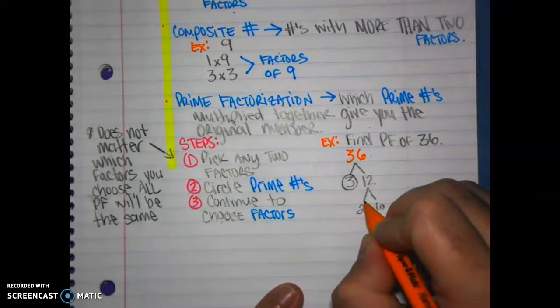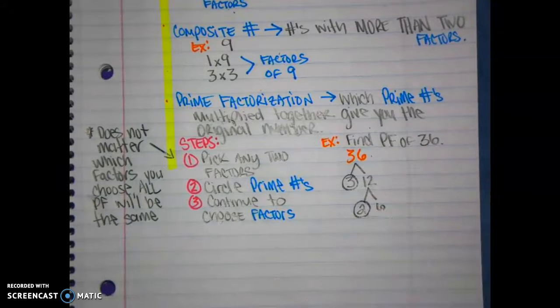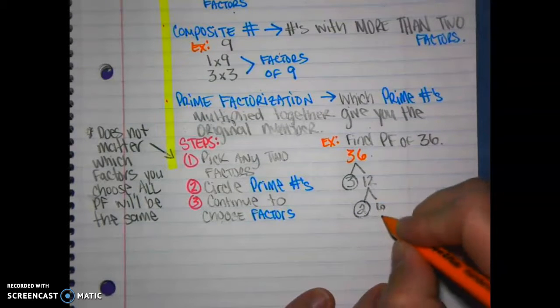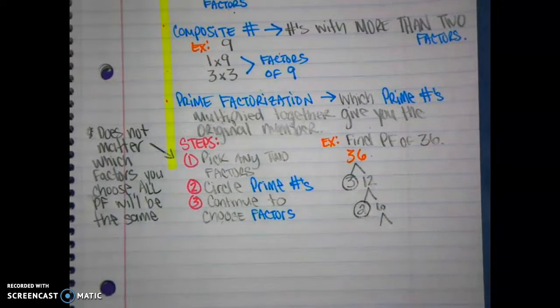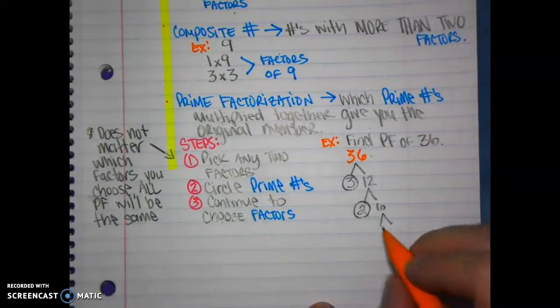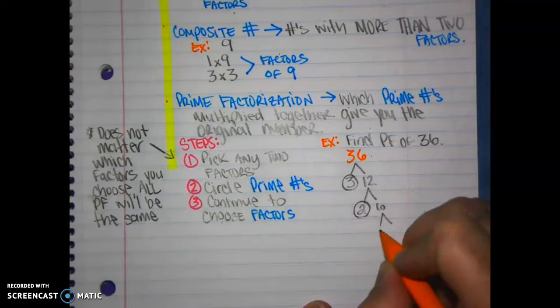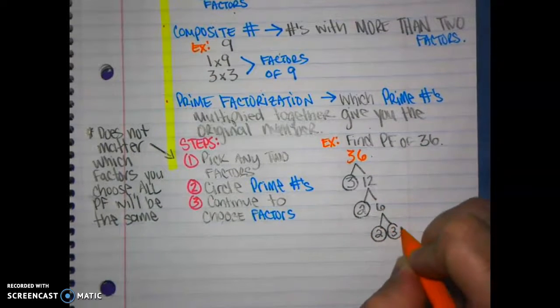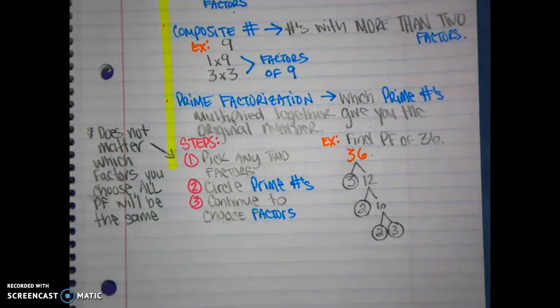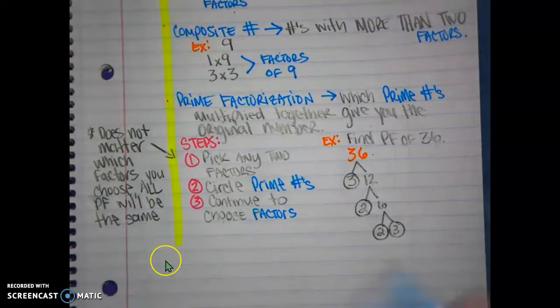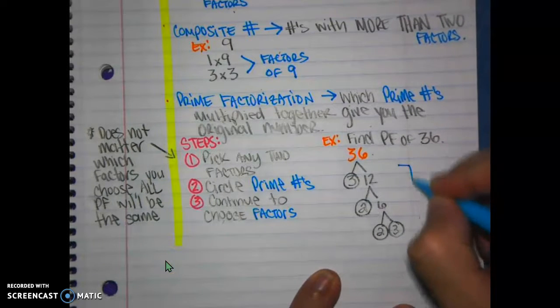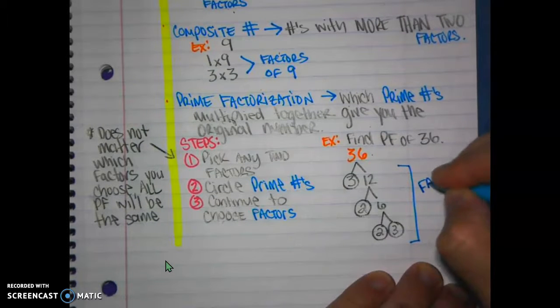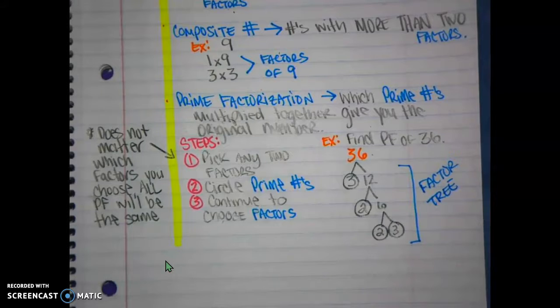Here we go, I have another prime number, so I circle it, and I continue to choose factors. For 6, I have 2 times 3. Those are prime numbers, and now I am done with my prime factorization, and we're going to put that together. This is called a factor tree.